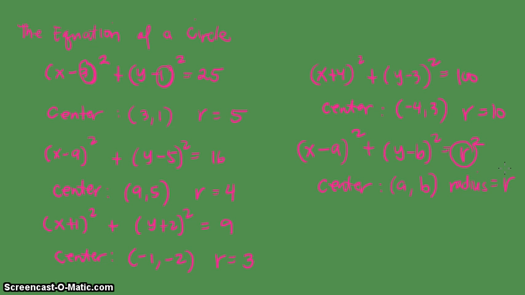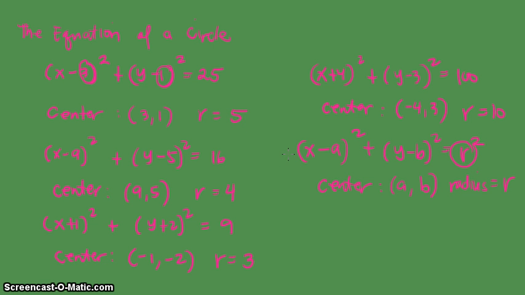Most of the mistakes will come from getting the radius. So do not forget that this number is the square of the radius. That's why when we have 100, it's 10. When we have 9, it's 3. When you have 16, it's 4. When you have 25, it's 5.